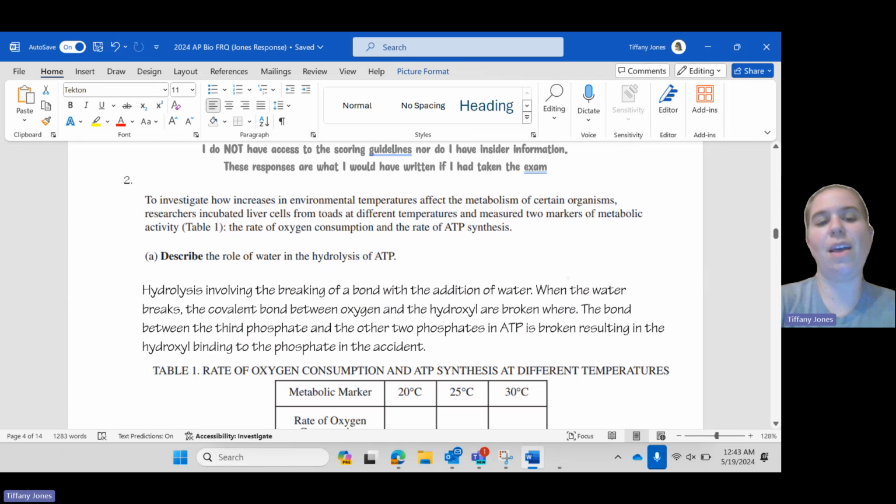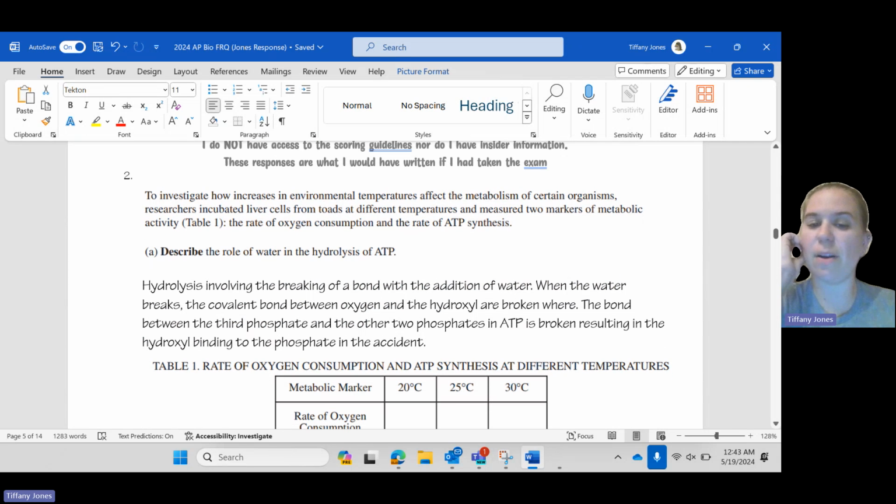On to two, we're investigating how increases in environmental temperatures affect the metabolism of different organisms. They look at liver toad cells, and they look at these different markers. The first thing was describing the role of water in hydrolysis of ATP. Hydrolysis was just breaking the bond using water, with the hydroxyl going to one side and the hydrogen going to the other, to break the bond between the third phosphate and the ADP.